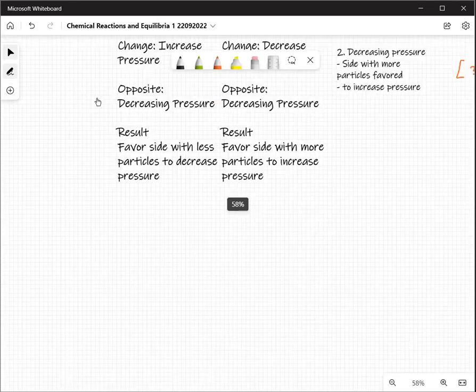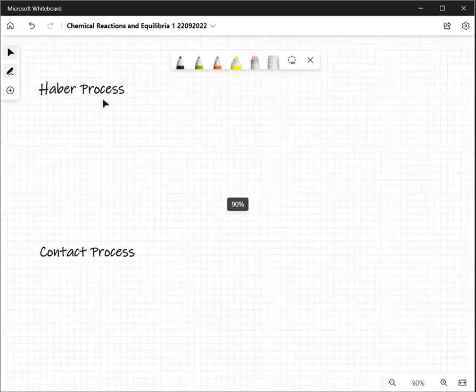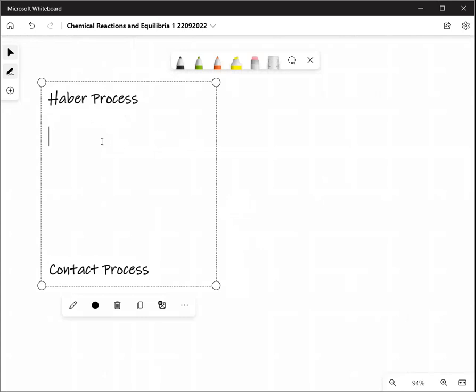Yes, sir. Now, last, which is the Haber process. We'll write the definition of this. Not really the definition, just the conditions, and the contact process. We'll look into it in more detail afterwards. But in the exam, you need to know the conditions. Those are easy marks.